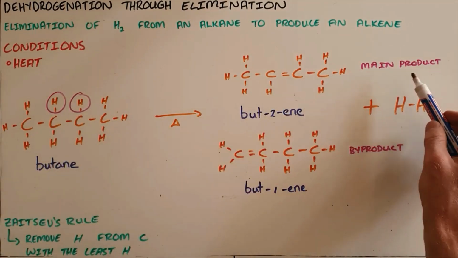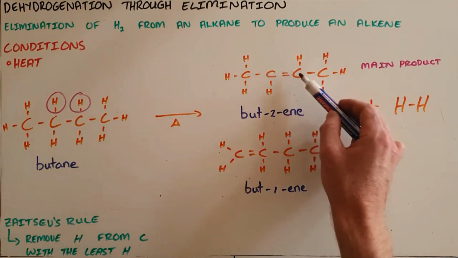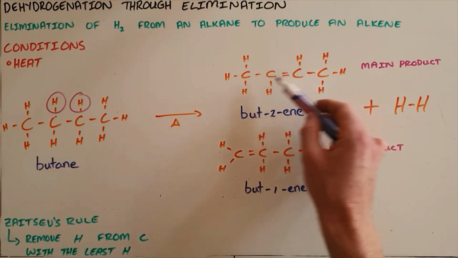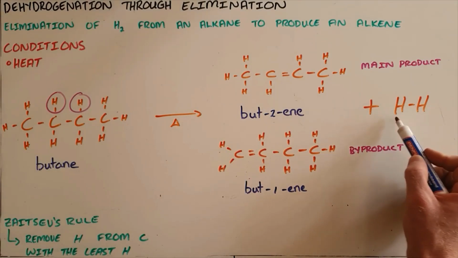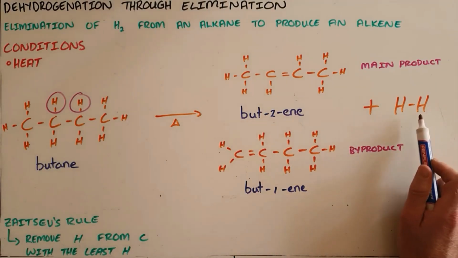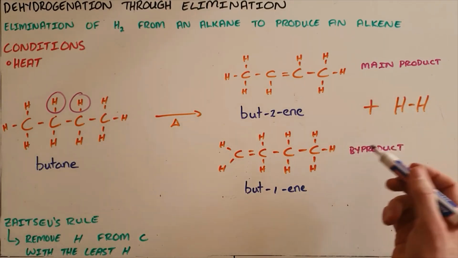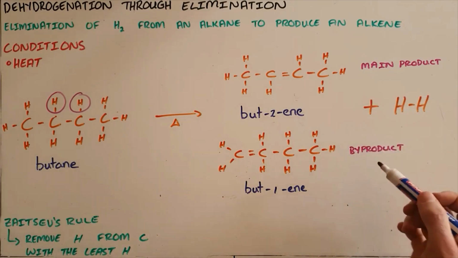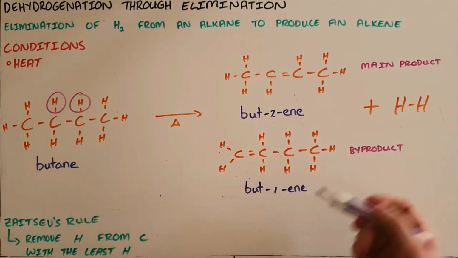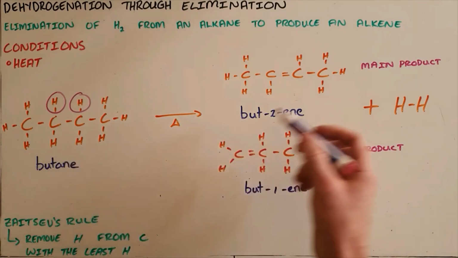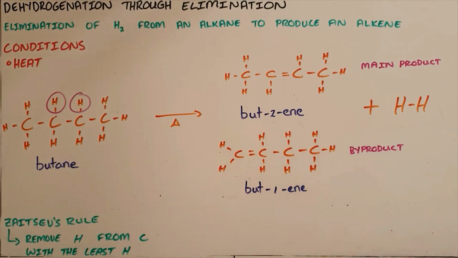gives us as our main product butene, where now that these 2 carbons have lost their hydrogens, they now form a double bond or a second bond with each other, which turns this into an alkene. And then obviously we have our hydrogen molecule as a product as well. It is also possible, and very rarely or occasionally happens, that a byproduct is formed where Zaitsev's rule is not followed, but once again, when we're drawing this reaction, we would only show the main product and hydrogen that are formed here.